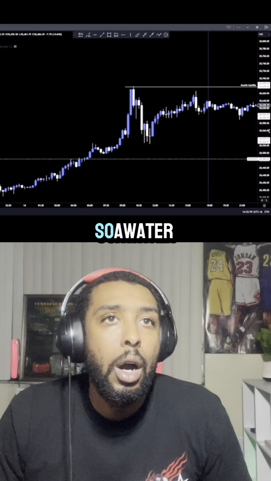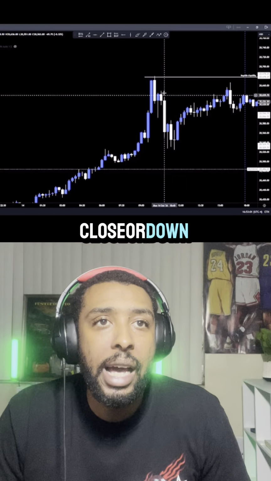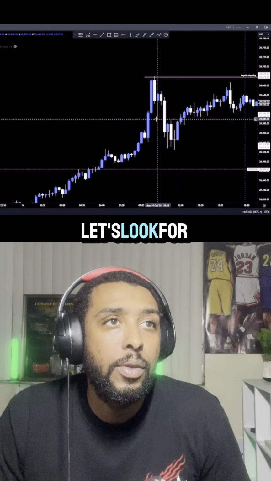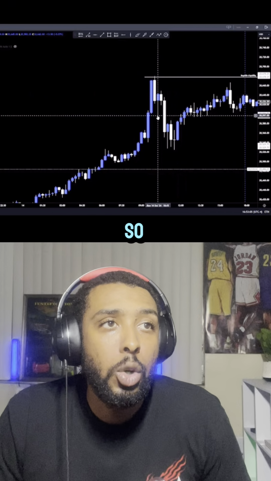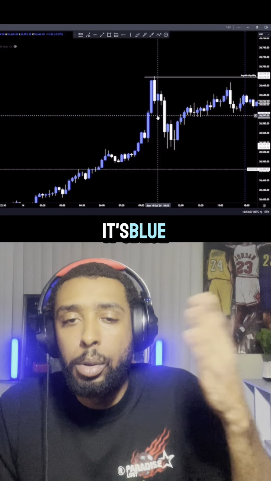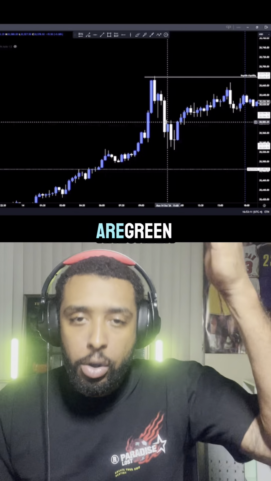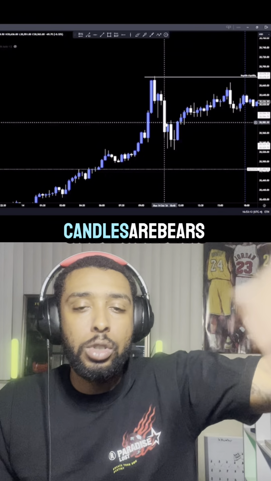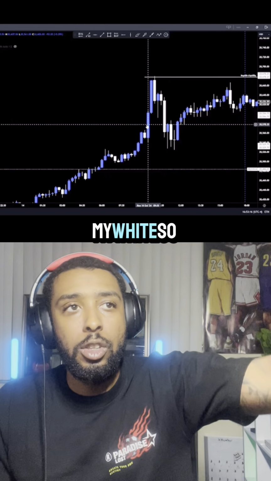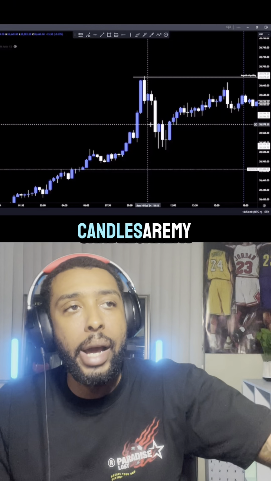Right? So an order block is an up close or down close candle. So let's look for it near a PD array. So I see this red candle right here, even though it's blue, but on my chart the blue candles are green, which is the up, and the white candles are bearish, which is to go down. So my white candles will be my red candles, and my blue candles are my green candles, right?